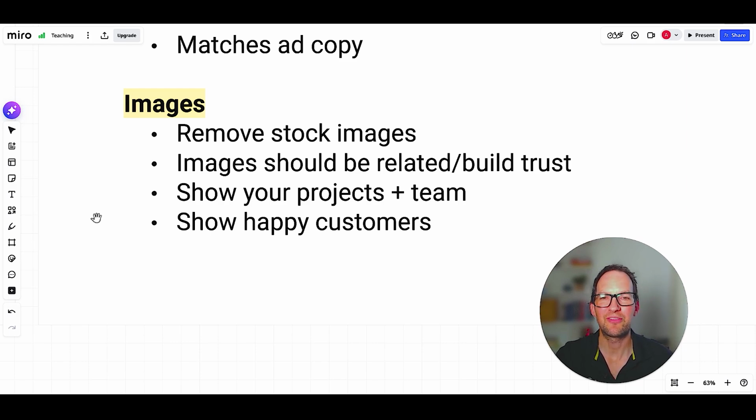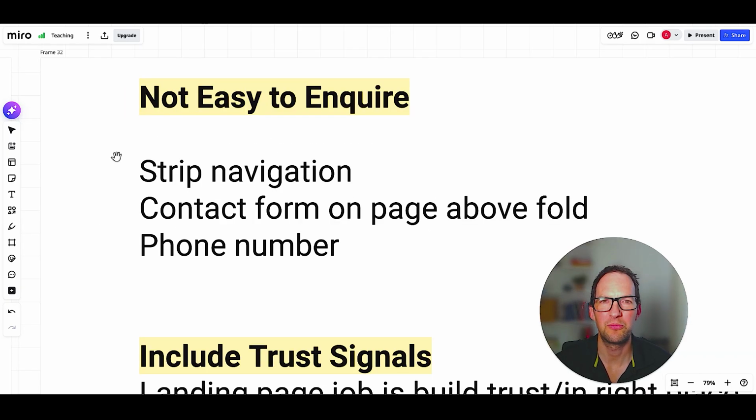Any images that you do have on the page, they should be related to what the actual service is that you're offering. So it should show a roof replacement, and the images should build up trust. And you can do that by showing happy customers and, like I said, having the real images and not stock images.